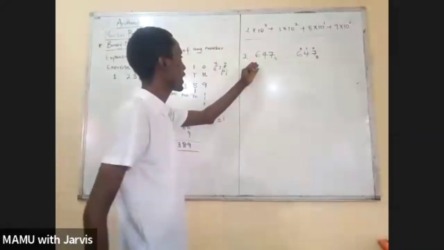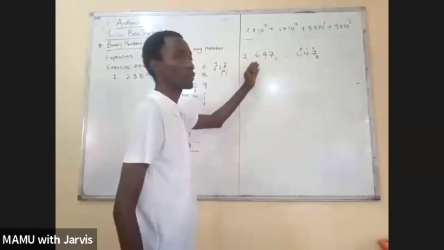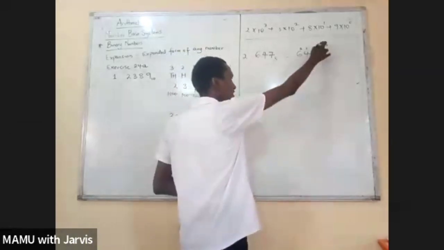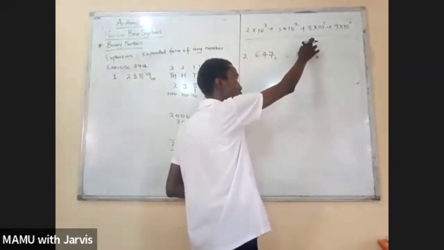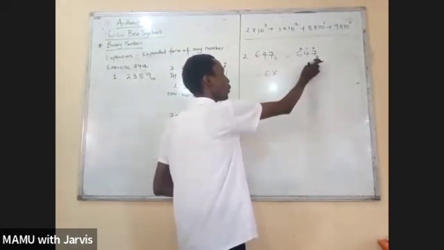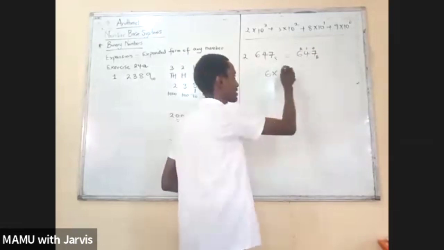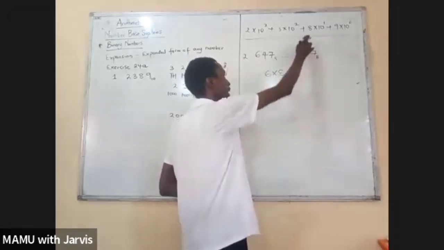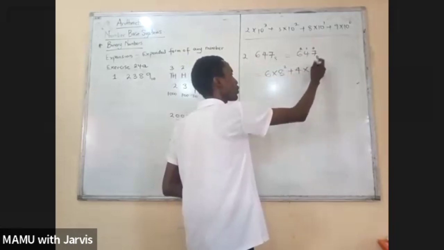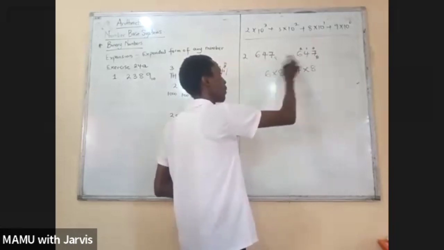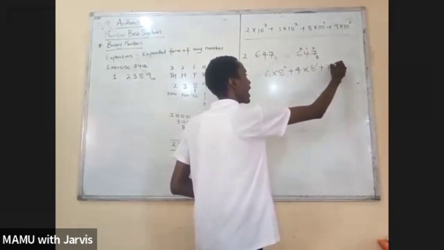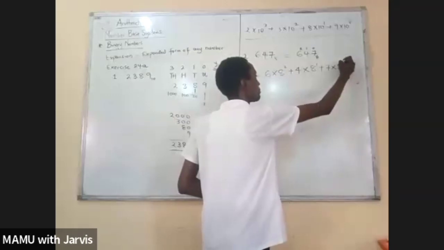Okay, so look at it. What do you have now? The last digit is always 0. This is 1, this is 2. So we're going to have 6 times, what base am I considering? It's base 8. So what power? 2. Plus, what is the number? 4 times, what base am I considering? So what power? 1. Plus, what is the number I'm considering? Times, what base to what power?